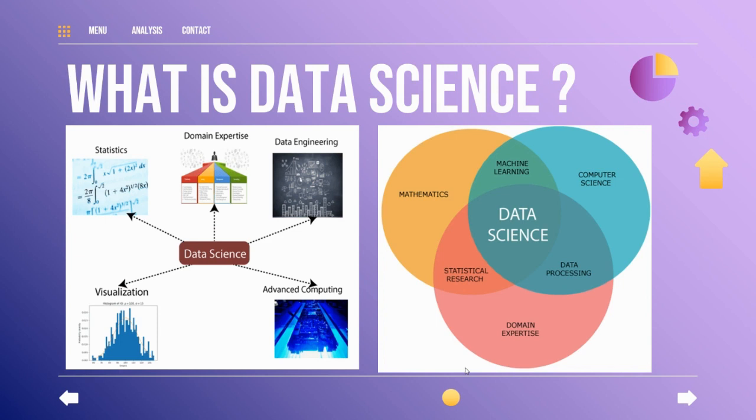First is domain expertise, then statistical research. In domain expertise, he should know about the domain of the business he is working in. Next, statistical research. For example, let's take the stock market. In the stock market, statistical research examines the previous data, which we can take so that we can predict the next values.